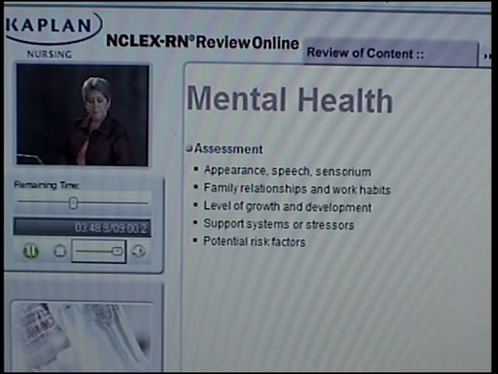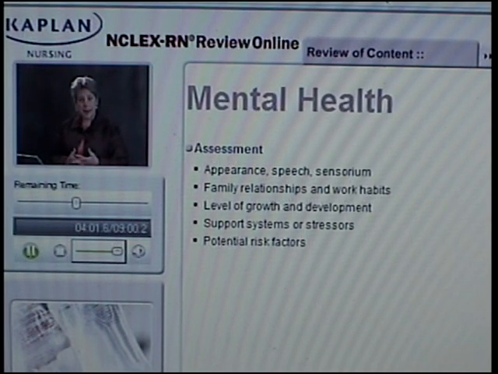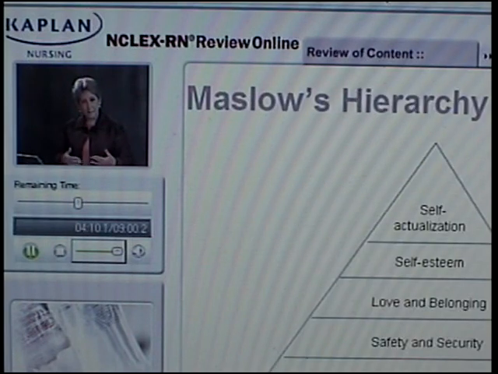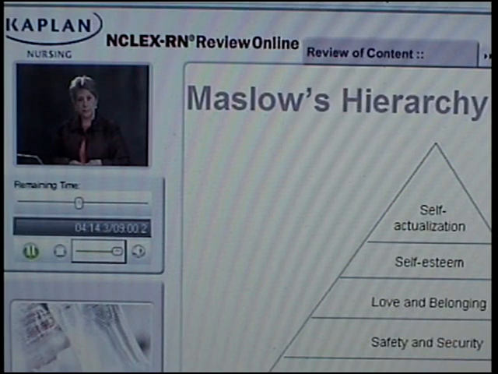Now let's talk about Maslow's hierarchy of needs, because it's very important to the NCLEX exam. This is a theory of human motivation, and Dr. Maslow says that all humans have 5 basic needs, and they have to be met in a hierarchy, and you can see what the hierarchy is. The most basic level, or the bottom of the pyramid, are physiological needs. This is food, water, air, clothing, shelter, and sex.